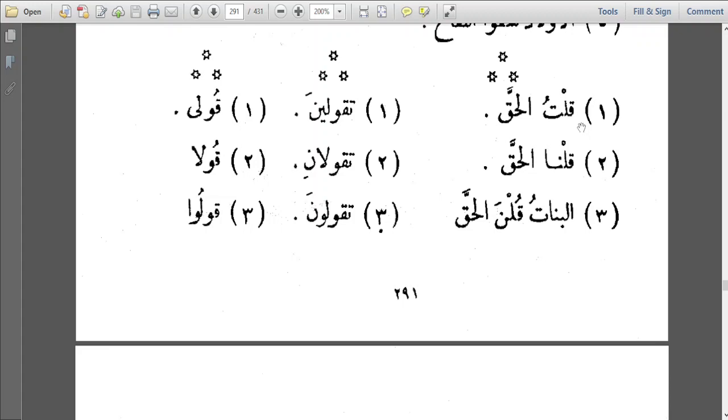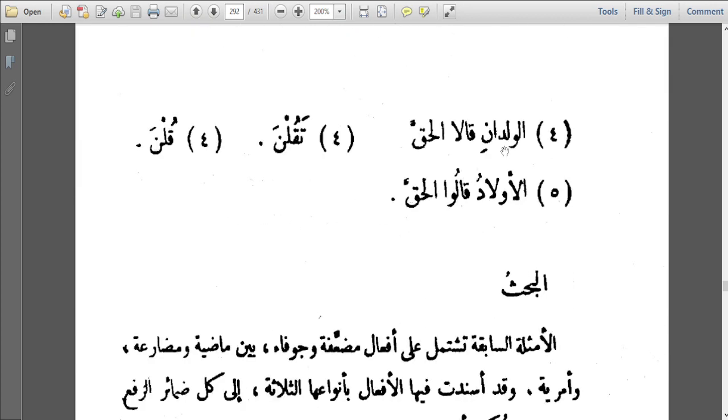Sometimes the lam will come with a vowel on it. Sometimes the lam will come with sukun. So you see kultu, the lam is sukun. Kulna, the lam is sukun. Albanatu kulna, the lam is sukun. So kultu al-haqq, I said the truth. Kulna al-haqq, we said the truth. Albanatu kulna al-haqq, the girls said the truth. Takulina, you are saying. Takulani, you are saying, you too. Takuluna, you are saying, yani antum takuluna. And then the amr we have kuli, and then kula, and then we have kulu.